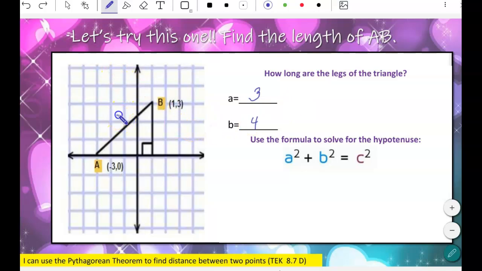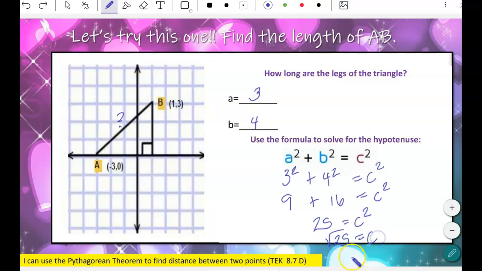And we're looking for this length, which is our C. So we use the Pythagorean theorem. 3 squared plus 4 squared is equal to C squared. 3 squared is 9. 4 squared is 16. And 9 plus 16 is 25, and that's our C squared. So C is going to be the square root of 25. So it's 5. So this length is 5 here.